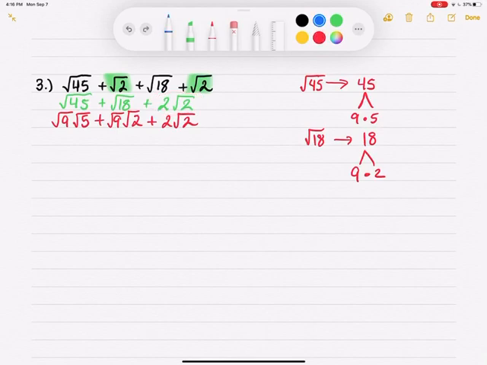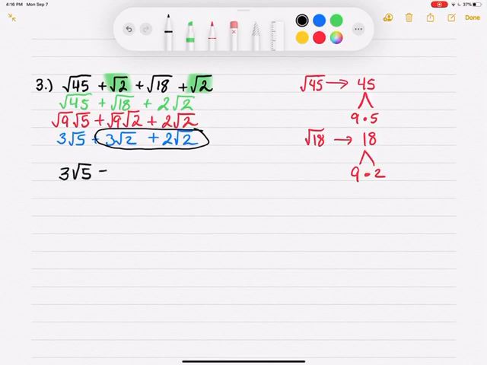So now the square root of 9 in both of these cases is going to become 3. So I have 3 square roots of 5 plus 3 square roots of 2 plus 2 square roots of 2. I'm going to go ahead and combine these two pieces. Since I have 3 square roots of 2 and 2 square roots of 2, if I combine them, I have 5 square roots of 2.